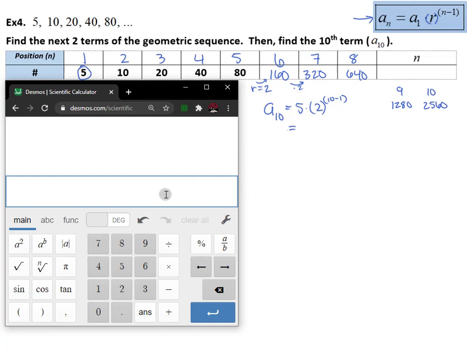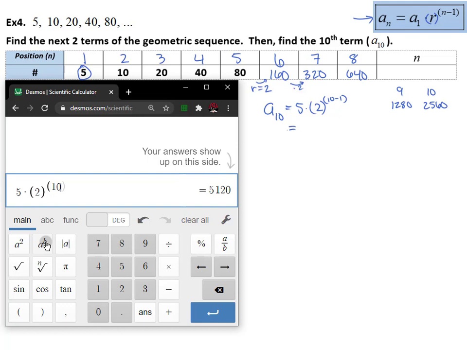Okay, so here's the Desmos scientific calculator. Let's try this out. We're going to put 5 times parentheses 2, and then you can either hit this a to the b, this will get me up in the exponent, or shift 6 on most keyboards. And we can write 10 minus 1. I notice it took me out of the exponents. Maybe let's put some parentheses here. 10 minus 1 power, or you could just put to the 9th power, of course.